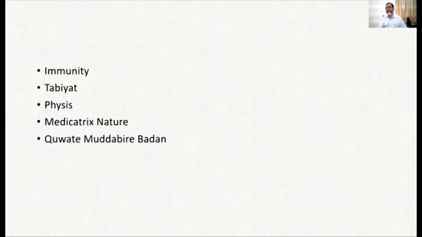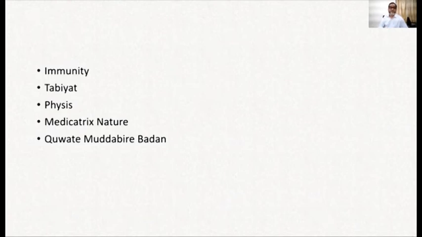I can say the Unani system of medicine physicians are the connecting link between the classical concept of immunity, expressed in different terms, and modern conventional science, where we are today understanding the concept of immunity. They paid attention to the role of immunity.